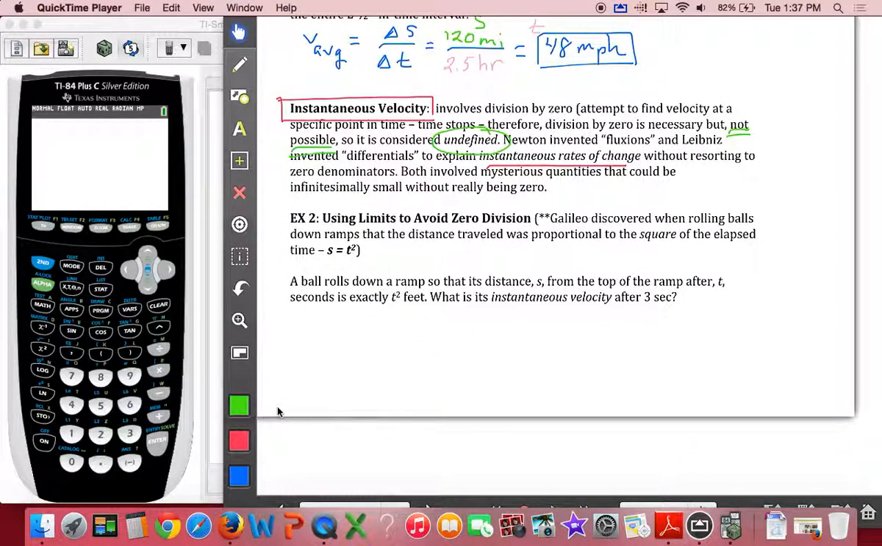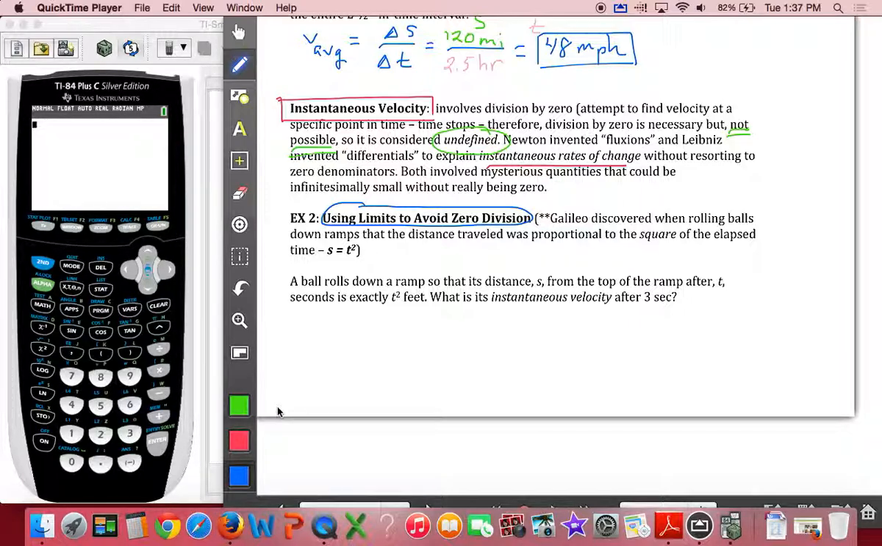We are going to be using limits to avoid zero division. Galileo, another famous mathematician that you should be familiar with. Leibniz, not so much, but Galileo and Newton, definitely, right?